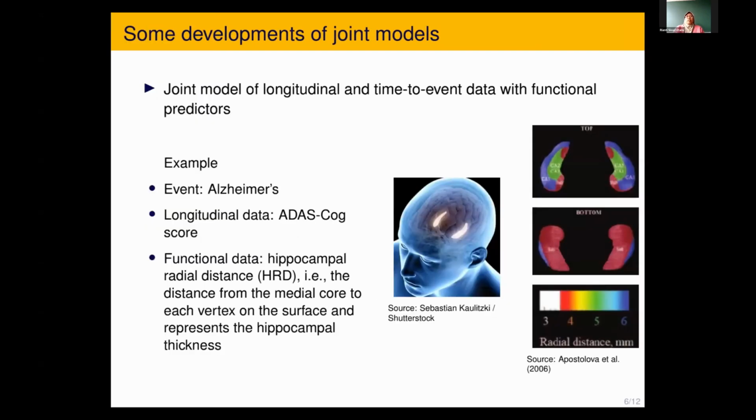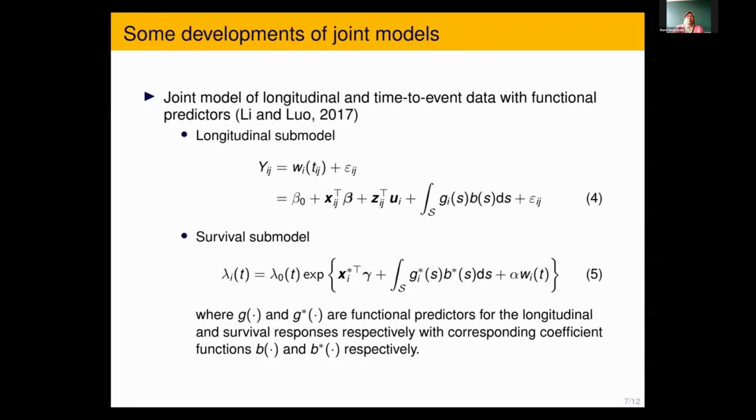Another development of the joint model is incorporating functional data as predictor in each submodel. For example, here it includes hippocampal radial distance or HRD as a predictor in the Alzheimer's study. So HRD represents the hippocampal thickness, and Alzheimer's patients have been shown to have smaller hippocampal volumes compared with normal aged elderly. So in the joint model with functional predictor, they add functional predictors in each longitudinal and survival submodel.